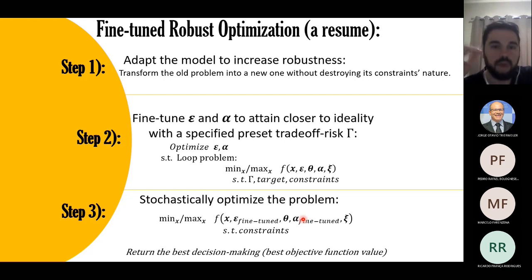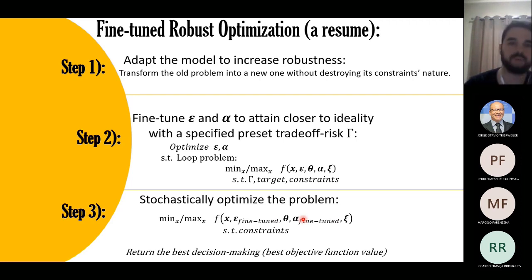The second step, you have to fine-tune your normal uncertainty, which I called epsilon, and the vector of penalty factors, alpha, to attain a solution closer to ideality with a specified preset trade-off risk. So again, in robust optimization, we generally make the balance between robustness and conservatism. And in this methodology, I specified what is this trade-off that I want.